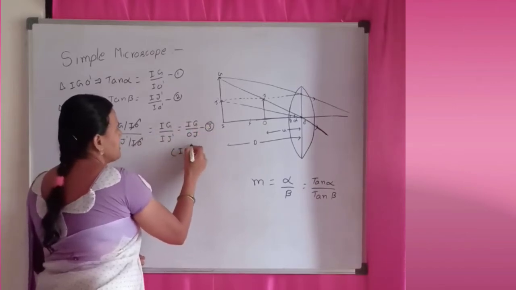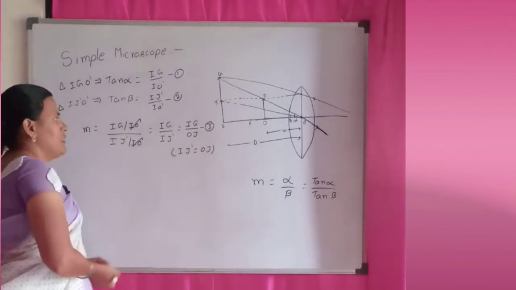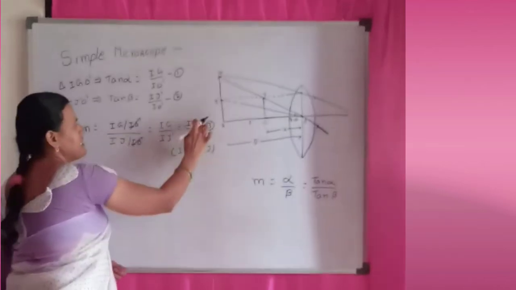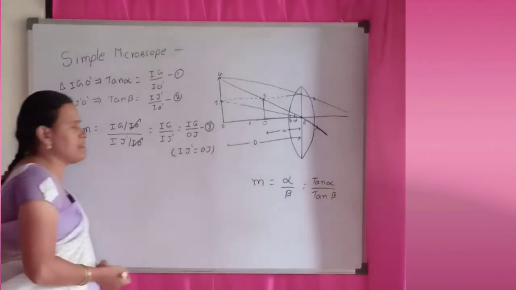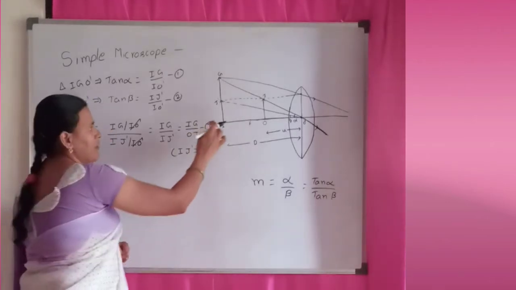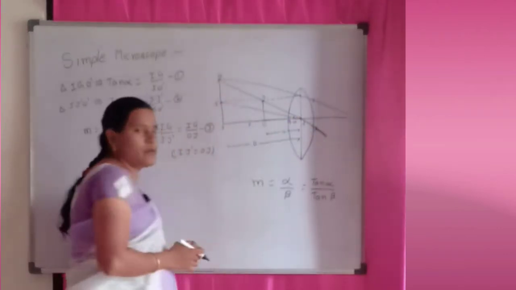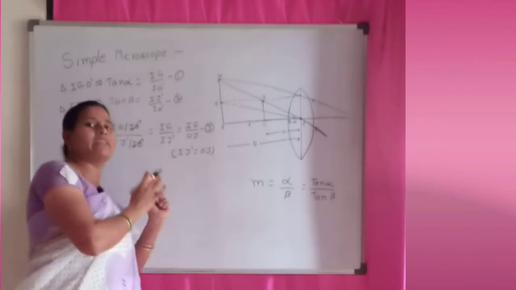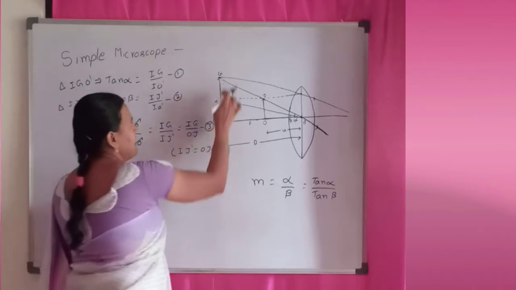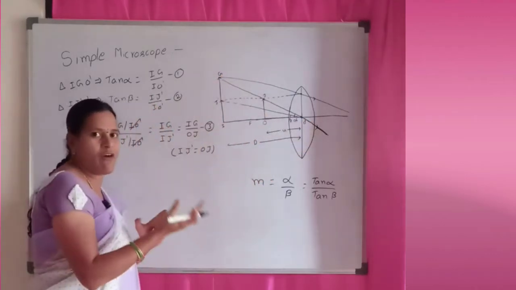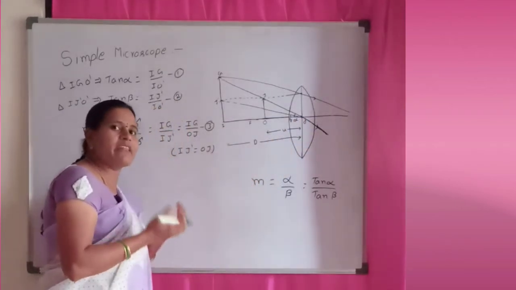Because IJ dash is equal to OJ from the diagram, I got M is equal to IG by OJ. Here I am taking two similar triangles: one is IGO dash, and the second one is OJO dash. One triangle is formed by the image and one triangle is formed by the object. IGO dash is the triangle formed by the image and OJO dash is the triangle formed by the object.